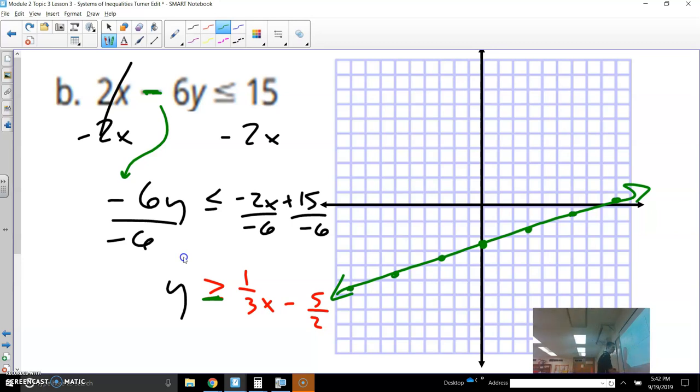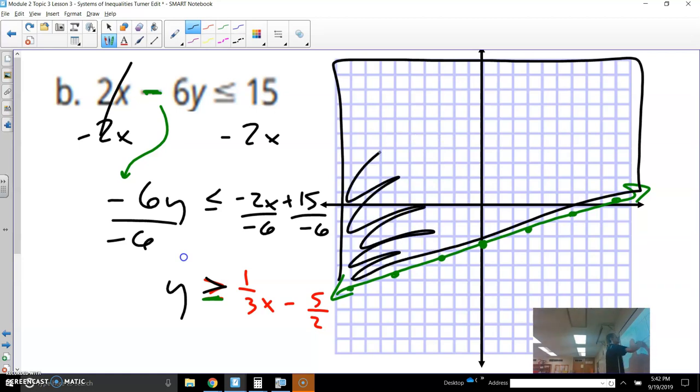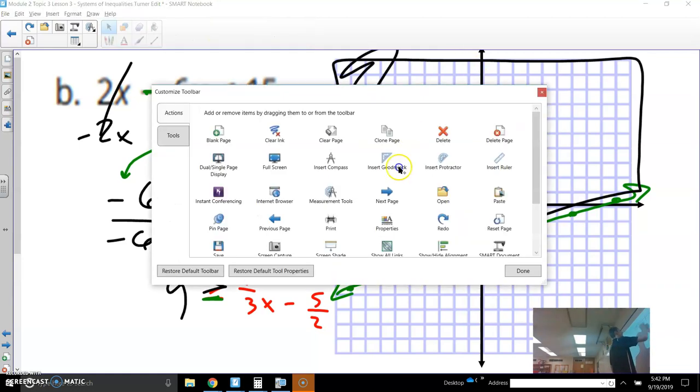So now I'll look at where should I shade? Well, again, this is greater than. So should I shade in region 1 or should I shade in region 2? Well, you need to be shading above the y-intercept, all of the greater values on the y-axis. So I'm going to shade every point above the line.